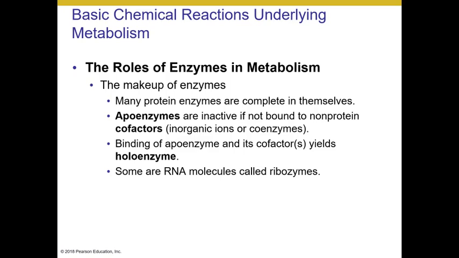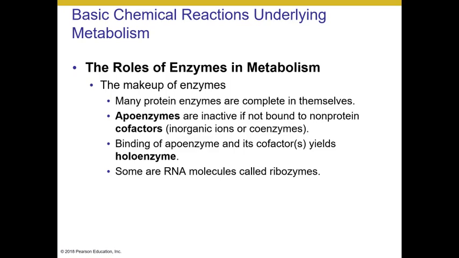Enzymes are usually proteins. Some work alone, but others need help. The protein part by itself is called the apoenzyme. It's like a nurse with no stethoscope, can't do much. Once it binds to a helper, like a cofactor, a vitamin, or metal ion, it becomes active. That complete active form is called a holoenzyme. Some enzymes are even made of RNA instead of protein, called ribozymes.